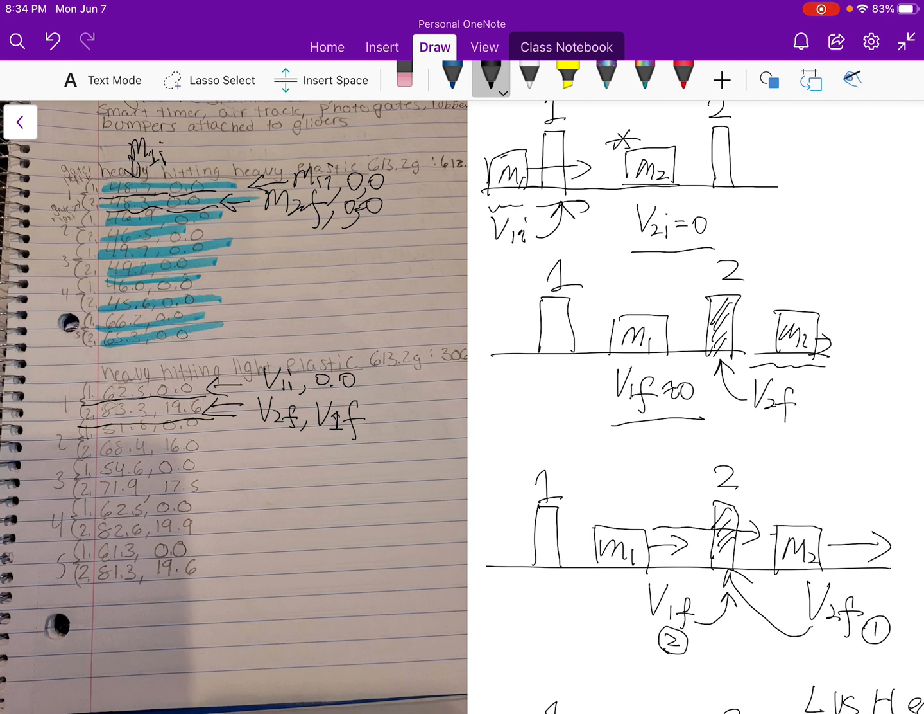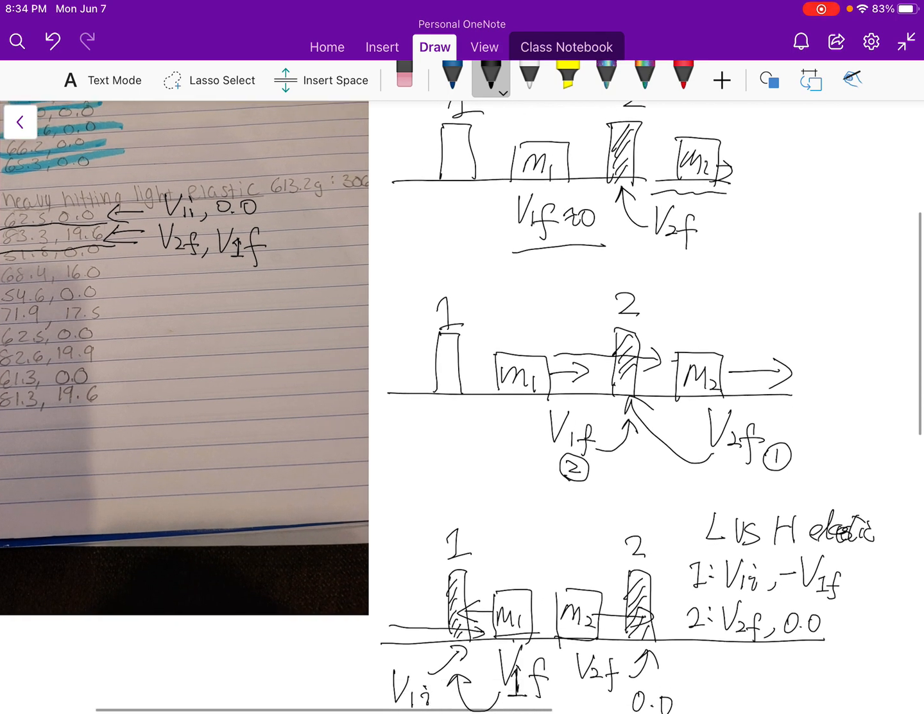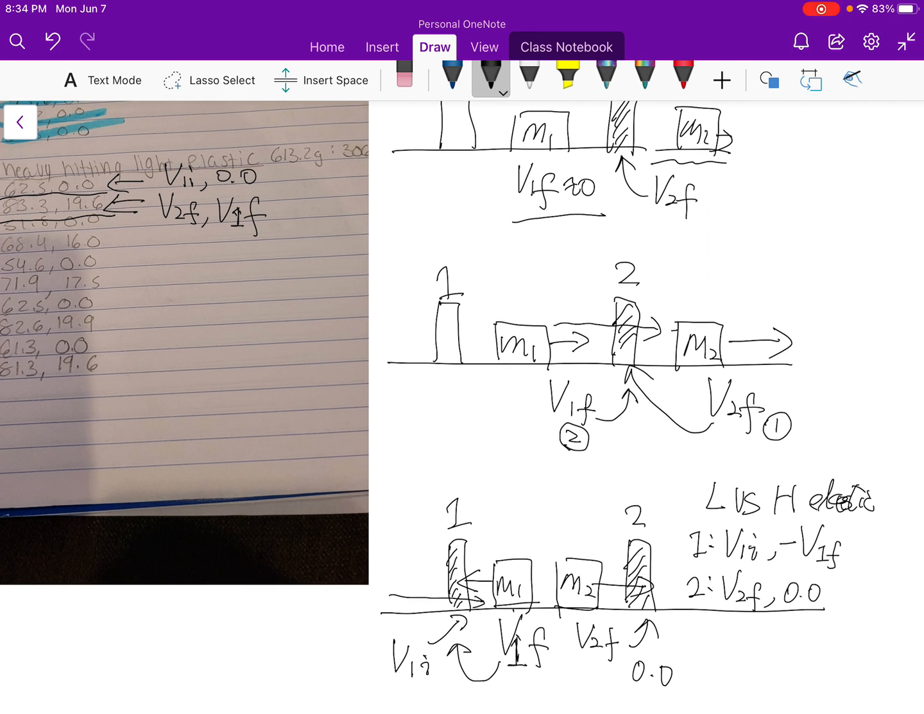Just kind of draw these diagrams. If you don't want to draw diagrams, put two cups on your table and have, I don't know, two coasters move along the cups, pretending the cups were gates. This should help. This is the especially difficult one, the light hitting heavy elastic collision, because there's a bounce back. You have to attach a negative.